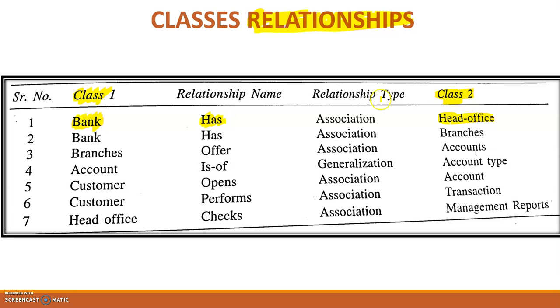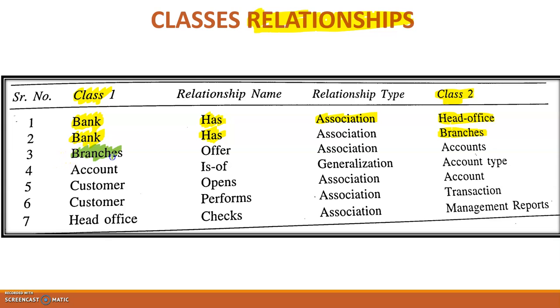Then what is the relationship type? We know generalization, specialization, association is there, right? And we know the relationship between two classes, we call it the association. If you remember, link and association, different types. So when we talk about the class relationship, this is the association. Then second, bank and the branch class. Yes, bank has branches, right?